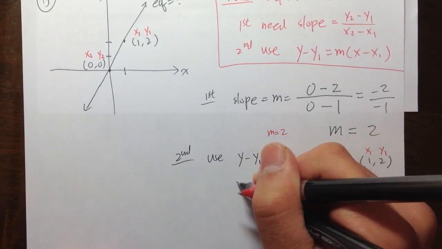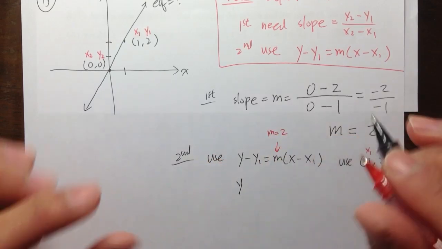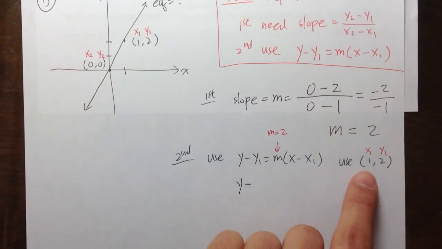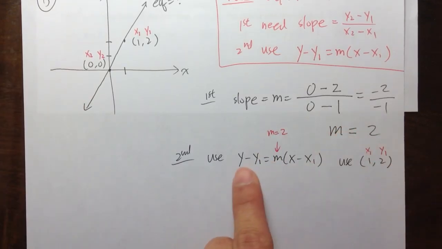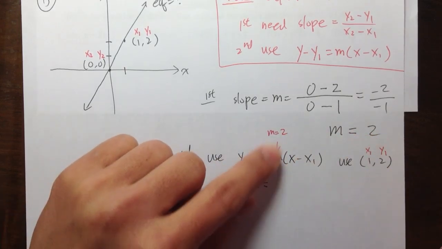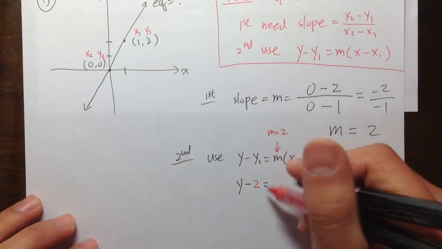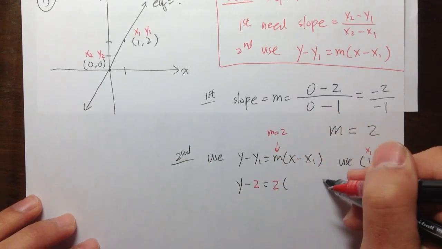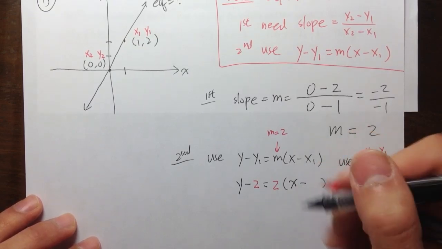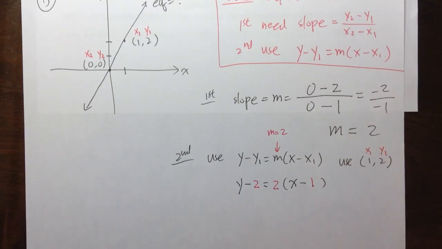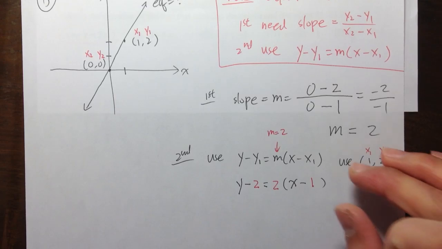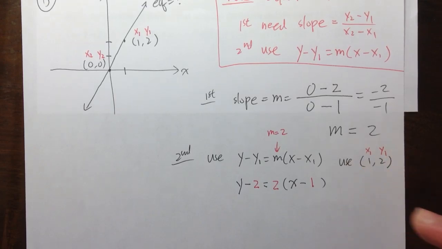And then we have y. Again, when we are writing the equation, the y and x don't change. y minus y1, which is 2, is equal to m, which is 2, the one we got earlier. Parentheses, the x doesn't change, minus the x1, which is 1. And notice that right here, when we're doing this step, we are already writing the equation of the line.